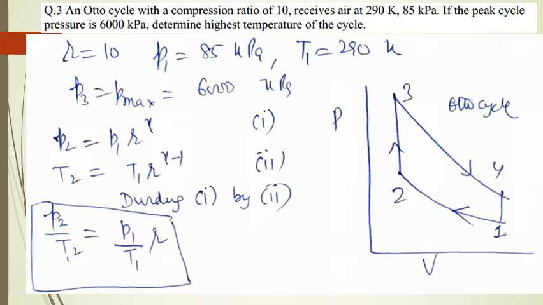Now we know the relation between the initial pressure, that is P1 and P2, and that is expressed by equation number 1, P2 equals P1 into R raised to power gamma. And similarly the temperatures T1 and T2 are related by this expression, that is T2 equals T1 into R raised to power gamma minus 1, given by equation 2. So dividing equation first by equation second, we get this expression, P2 upon T2 is equal to P1 upon T1 into R.